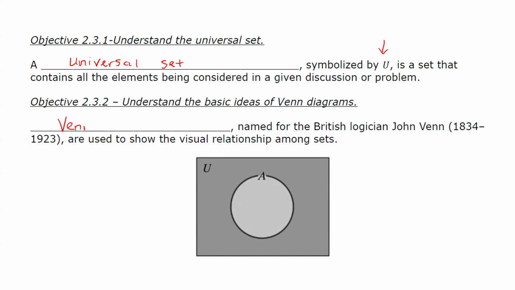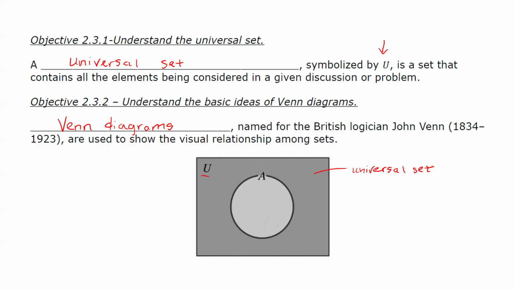Now, Venn diagrams, named for the British logician John Venn, are used to show the visual relationship among sets. So here is the basic foundation or visual representation of a Venn diagram. The first thing you have here is a rectangle, and this rectangle is shaded in a darker gray with a capital U. So this would be considered the universal set.